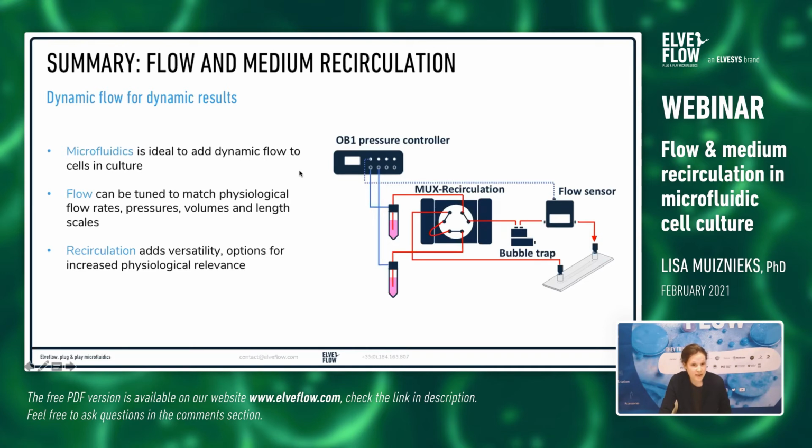So our key takeaways are that microfluidics is ideal to add dynamic flow to cells in culture. Flow can be tuned to match physiological flow rates, pressures, volumes, and length scales. And recirculation, for example, using a MUX-recirculation, adds versatility to your flow control and the ability to incorporate a range of physiologically relevant parameters that are not easily accessible by other methods.